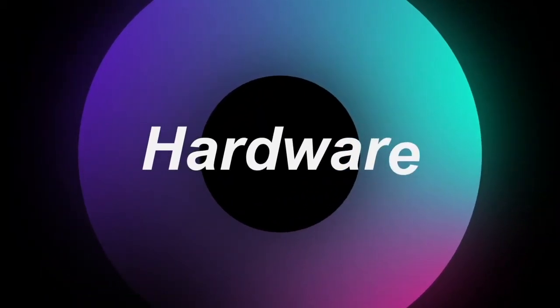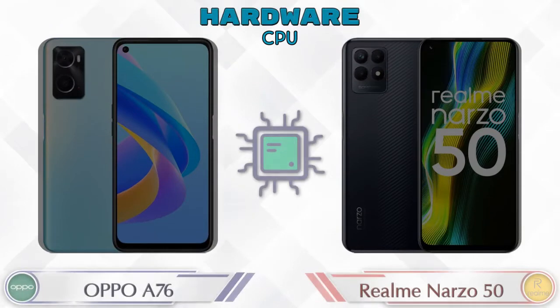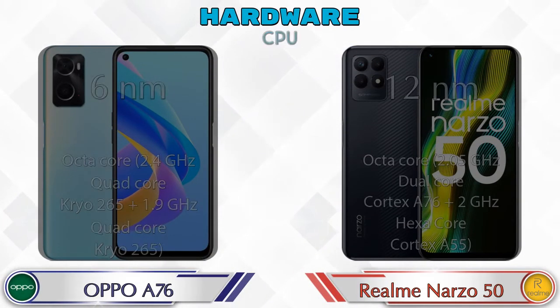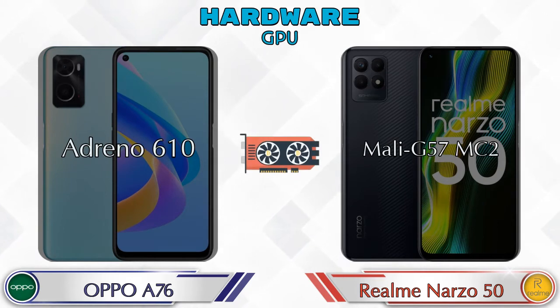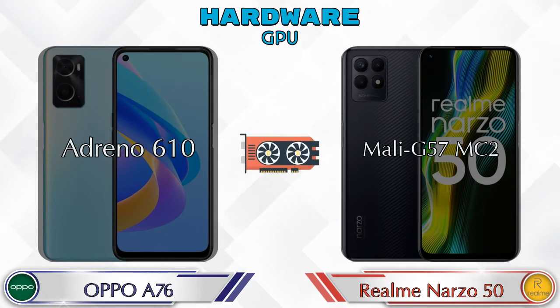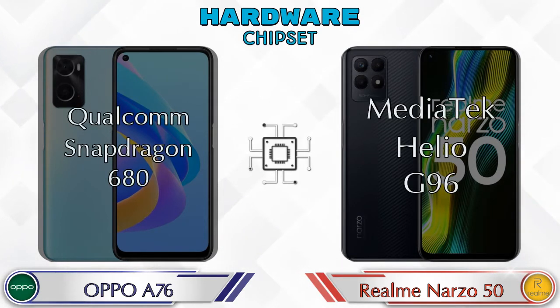First, we talk about the most important part of the phone, the hardware. First of all, see the details about the CPU. If we talk about the GPU, then Adreno 610 is available in the A76 and Mali G57 MC2 is available in the Narzo 50. Talking about the chipset, the A76 has Qualcomm Snapdragon 680 and the Narzo 50 has MediaTek Helio G96.